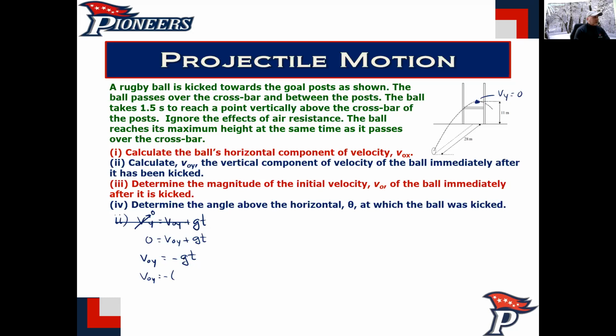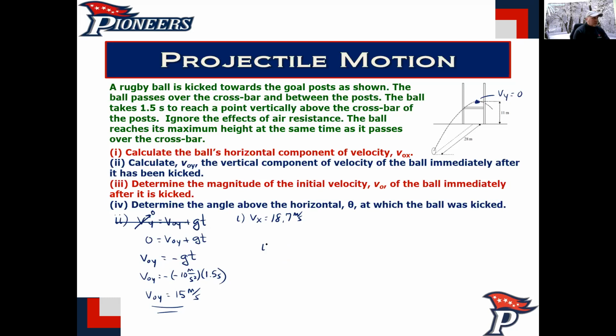There's a negative sign, but g is also negative, so that gets rid of that. And we know that the time for it to go from here to here was 1.5 seconds. And so that gives me Voy being 15 meters per second. Then I'm going to need this value, so I'll just write it right here. Vx was 18.7. So now we found Voy, we know Vox, determine the magnitude of the initial velocity.